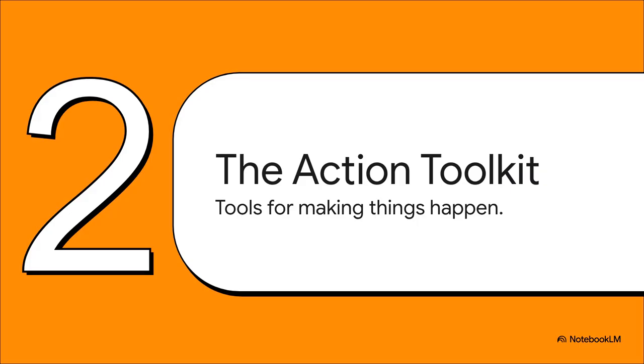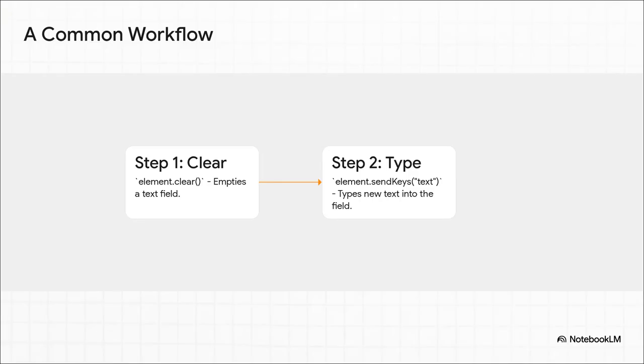So, let's open up the first tray of tools, the Action Toolkit. These are your heavy hitters. These are the methods for doing things, for directly manipulating the page just like a real user would. Okay, so here's a classic example, a workflow you're going to use all the time for any input field. First, you call element.clear. And this is so important. It's a best practice for a reason. It makes sure you're starting with a totally clean slate. Then, and only then, you call element.sendKeys to type in your text, just like a person would.